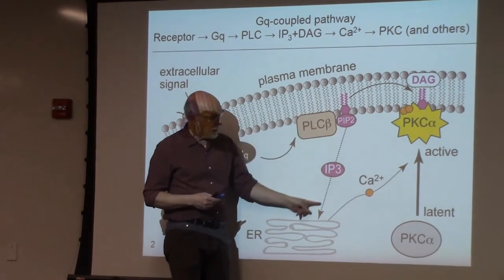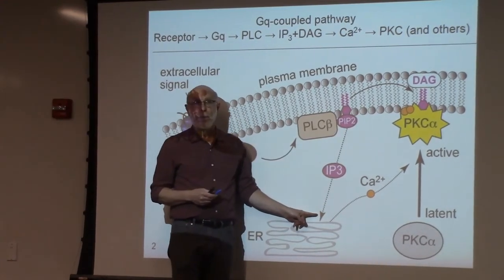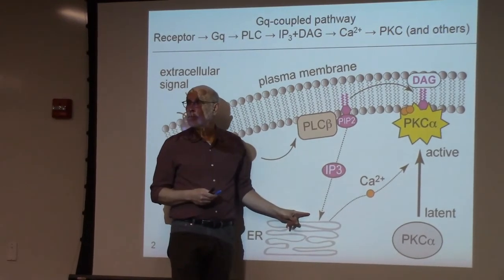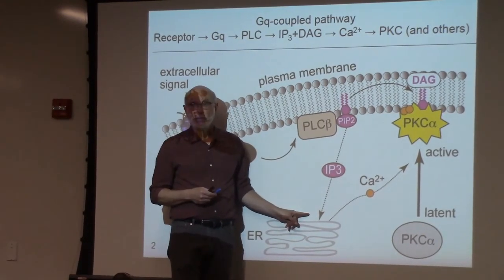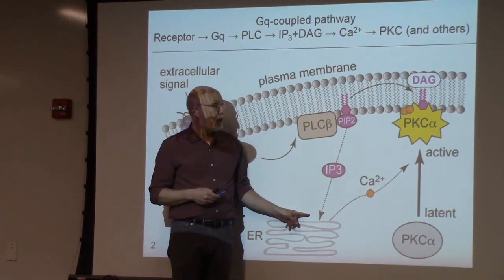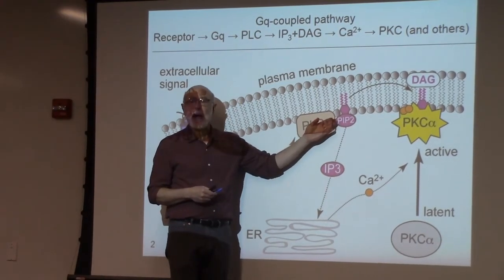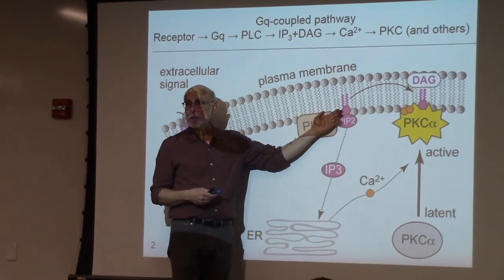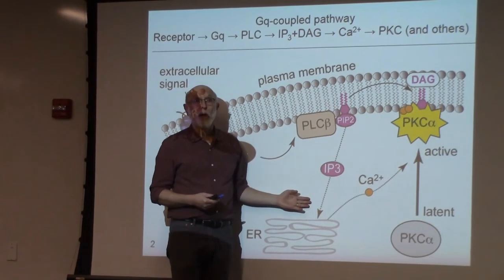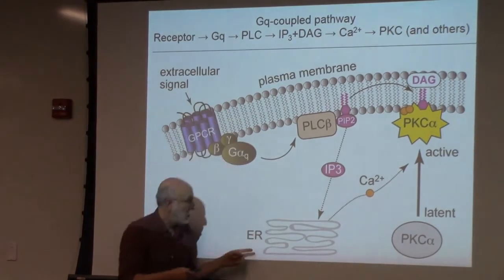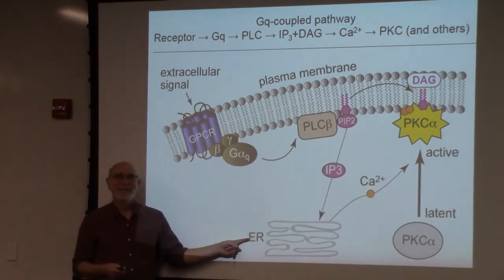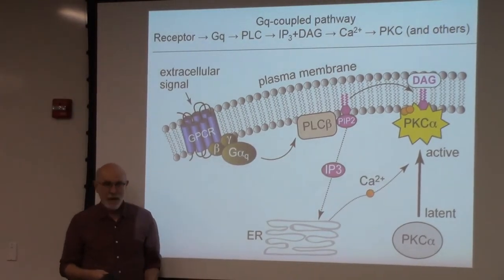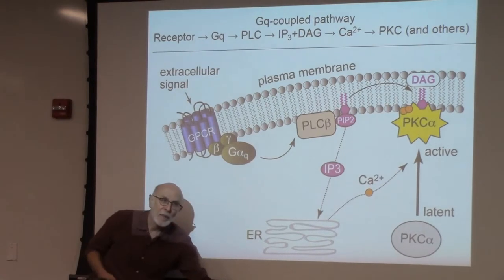What is going on in this arrow? Diffusion of IP3, diffusion of IP3 from the membrane through cytosol to, what does this stand for? Endoplasmic reticulum. Okay, so endoplasmic reticulum, you learned all about that in cell phys.